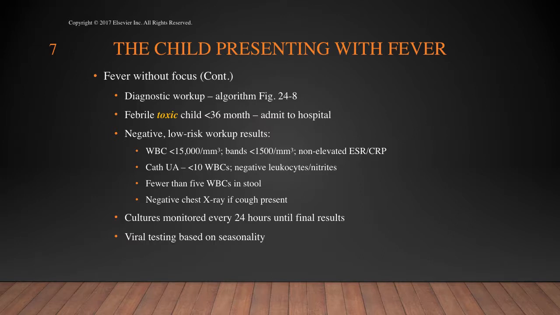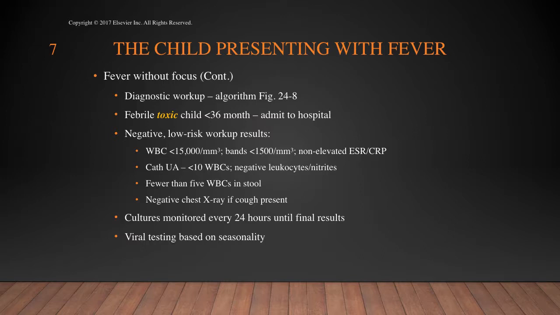Once you've done your diagnostic workup, what constitutes negative workup or low risk? If the white blood cell count on the CBC is less than 15,000, usually we say between 5 and 15,000, it's reassuring. A cath UA should have less than 10 WBCs per high-powered field and should not have leukocyte esterase or nitrates. There should be less than 5 WBCs in a stool sample and a negative chest x-ray. That workup would be considered low risk.